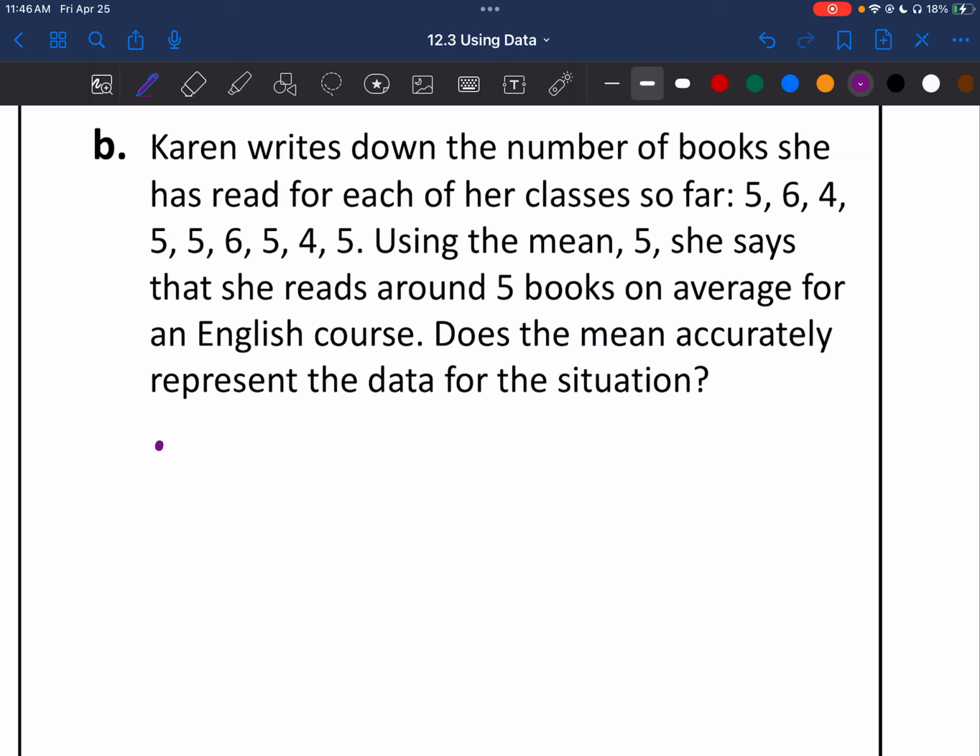I would say yes, right? Because by saying a mean, you're saying your middle value is 5. Well, you have 2 above 5, you have 2 below 5, and then you have 4 that are 5. I would say that's a very fair representation of this data.